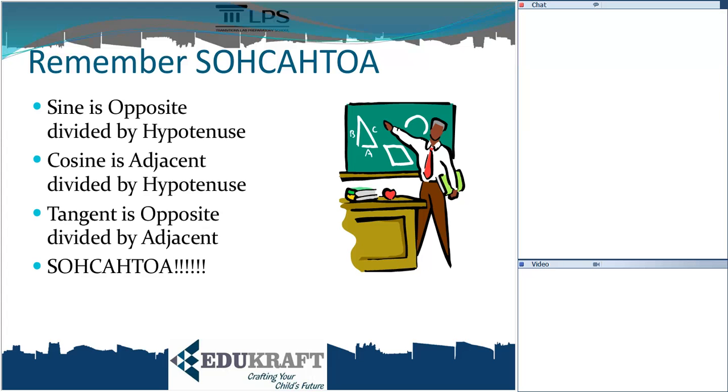To remember it quickly, you can read this as SOH CAH TOA. S stands for sine. Sine is always opposite upon hypotenuse. Cos is adjacent upon hypotenuse, and tan is opposite upon adjacent. So it goes like this: SOH CAH TOA. Sine is opposite upon hypotenuse, cos is adjacent upon hypotenuse, tan is opposite upon adjacent. Always remember this, and it is going to be very easy for you to find the missing side if the angle is given, or find the angle if the sides are given.